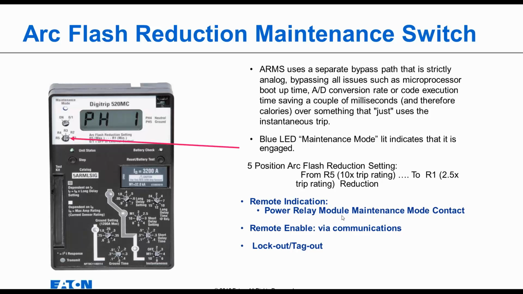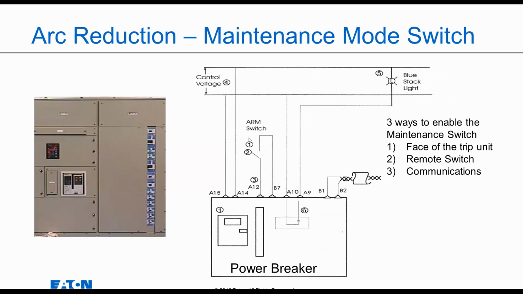Remote indication. It's nice to have a relay associated with that, so you can put it outside and indicate with a separate light or annunciator if you're in the arc flash mode. Remote enabled, it can also be done via communication. And of course, lockout tagout. You can either lock out the face of the trip unit with the plastic cover and a seal, or lockout tagout the remote switch like shown here.